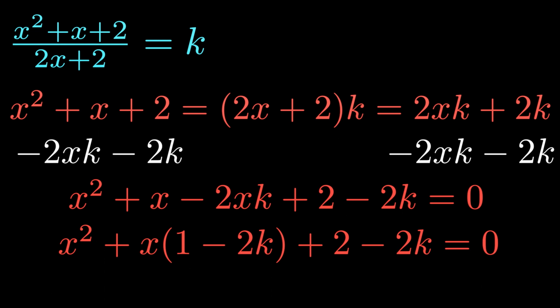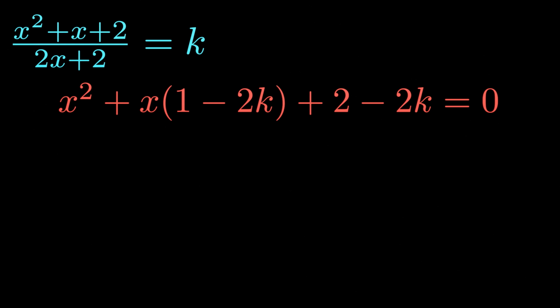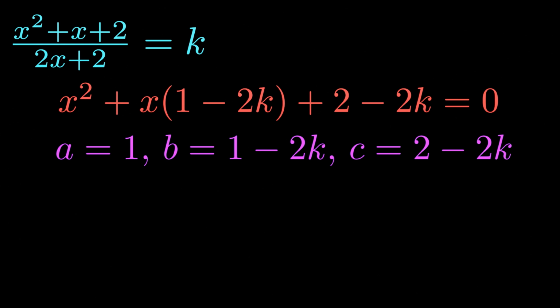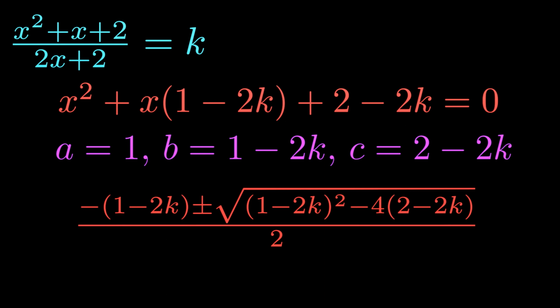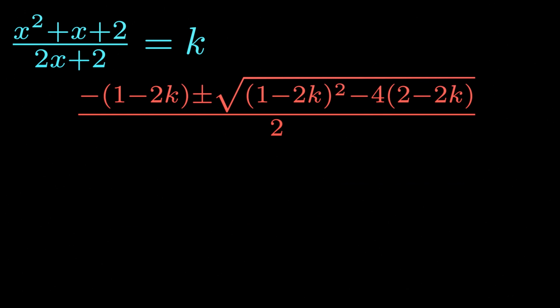0. Notice here that we have a quadratic equation with the following coefficients: a is equal to 1, b is equal to 1 minus 2k, and c is equal to 2 minus 2k. What we're going to do is use the quadratic formula. Doing so, we have minus 1 minus 2k plus or minus the square root of 1 minus 2k all squared minus 4 multiplied by 2 minus 2k, all divided by 2.